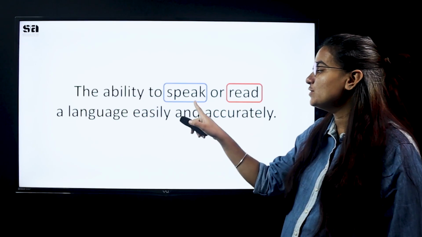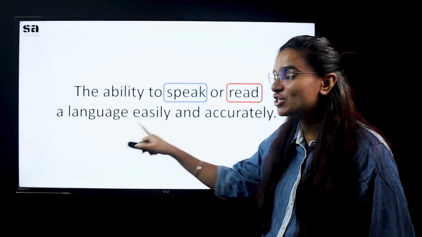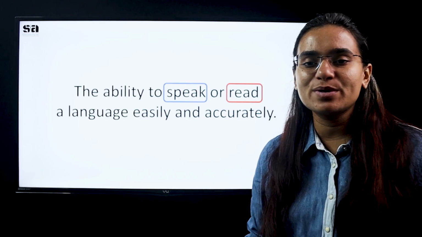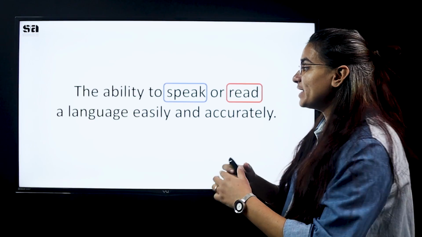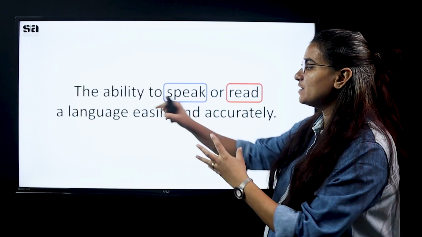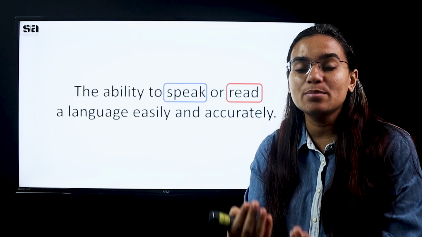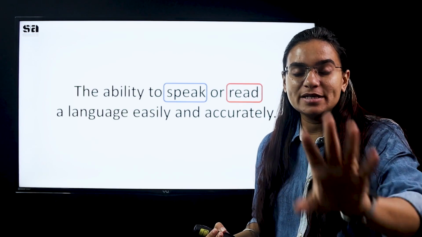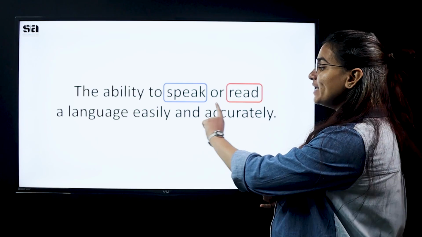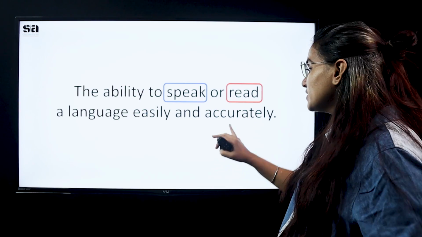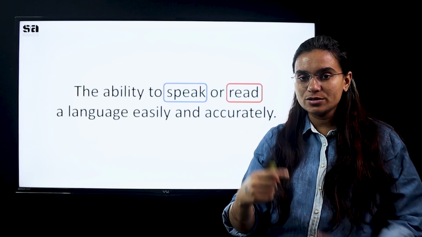So let's understand what is fluency. Fluency is the ability to speak or read a language easily and accurately. Every word that you see on your screen plays an important role because we are dealing with fluency in general. And when it comes to fluency, we have to understand that it is an ability. You can do it. You don't have to worry a lot when you are speaking or reading this language, and you can easily do it with accuracy.